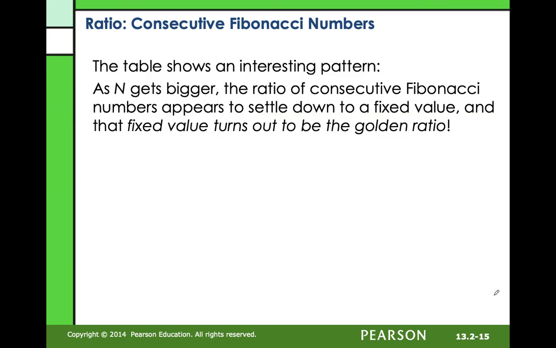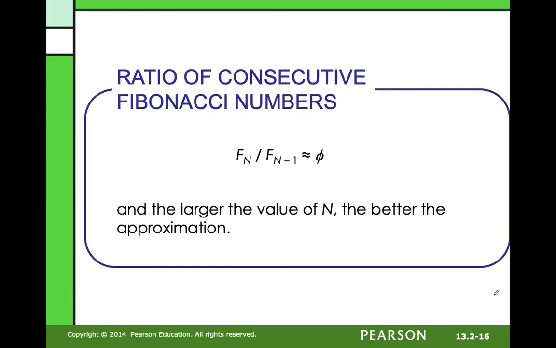As n gets larger and larger, the ratio of consecutive Fibonacci numbers looks like it's getting to a fixed value, and that fixed value turns out to be the golden ratio. So just another formula is that f of n divided by f of n minus 1 is equal to phi. That's another equation you can use to find phi if you want to approximate. And as a side note, the larger your value of n gets, the better the approximation is.